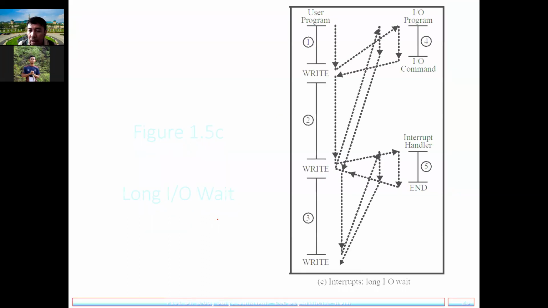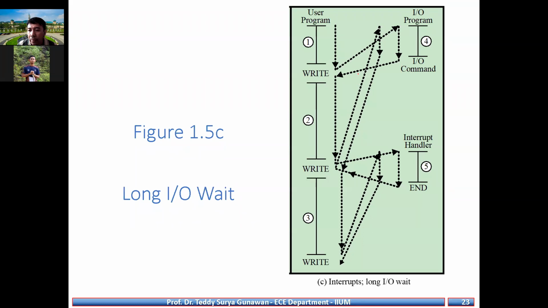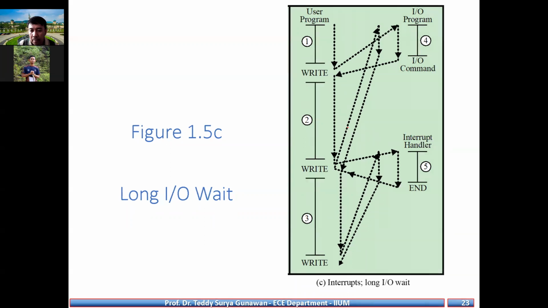What if they have long IO wait? Long IO wait means you have something longer, like printing, for example. So maybe you just need to wait until the next execution. If you have a long printing, for example, then the program might finish. No need to interrupt the program. So you have interrupt here and so on.